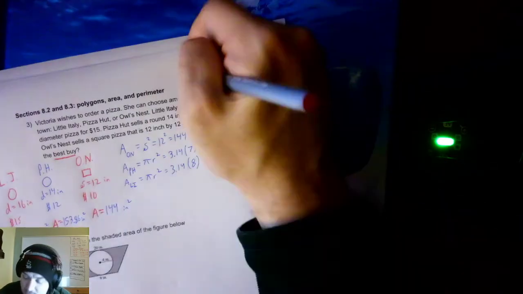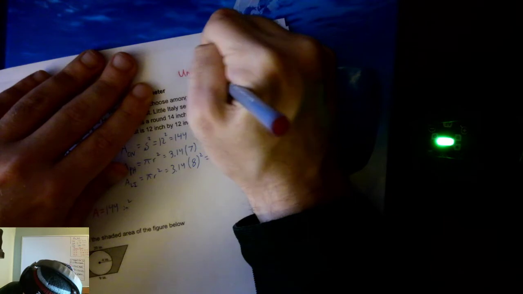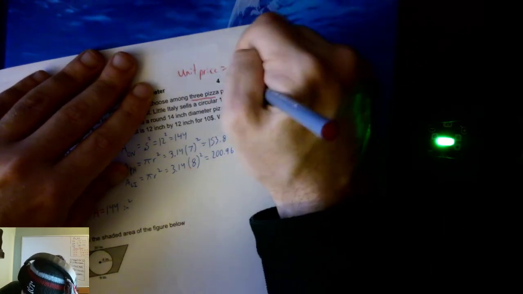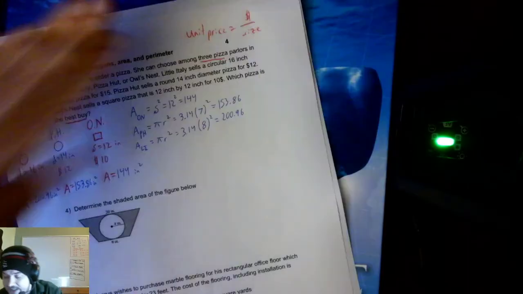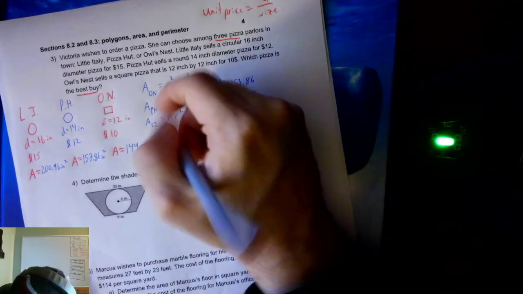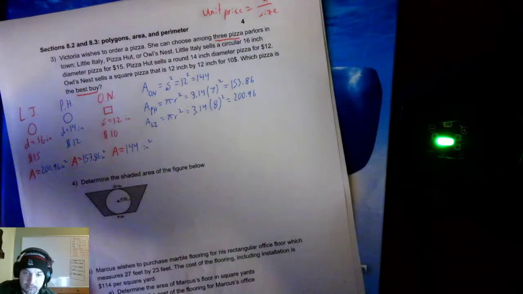To calculate unit price, if we need a reminder, unit price is equal to dollars over size. You divide the dollars by the size. So, I'm going to use UP for unit price. Let's use the blue pen.